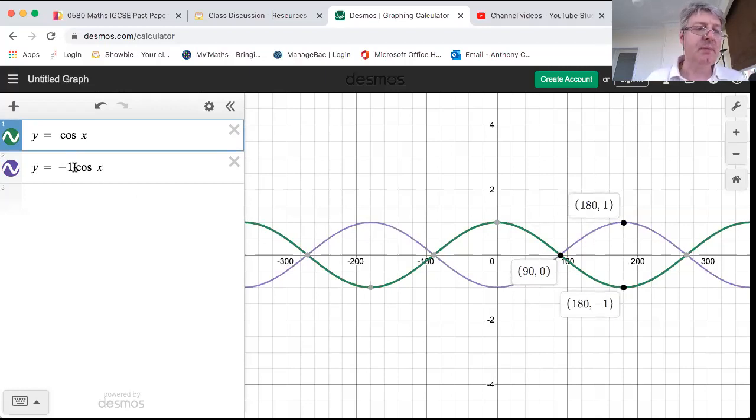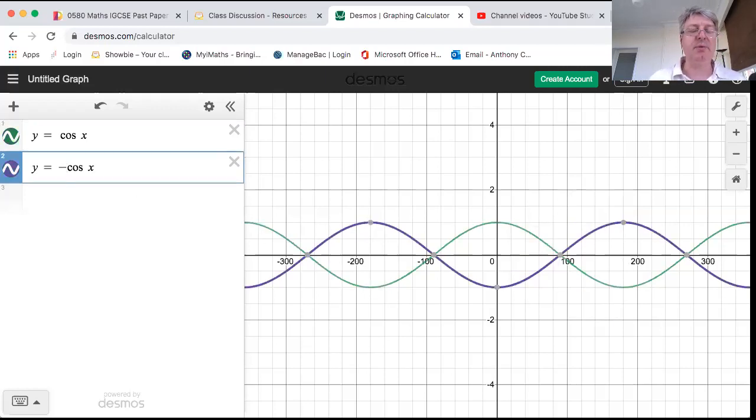So of course, we never have to multiply by -1, because if we multiply by -1, we may as well just call it minus cos x. So what happens when you multiply by a negative number? It has this idea of flipping the graph over in the x direction.